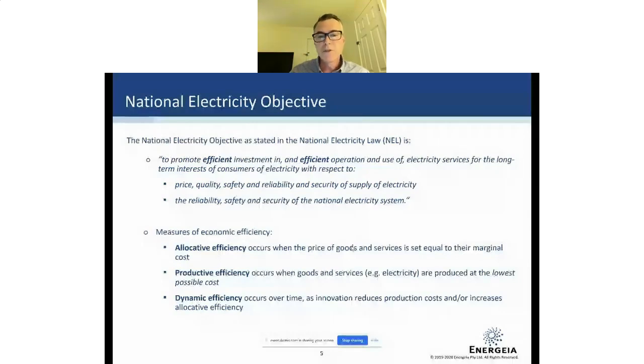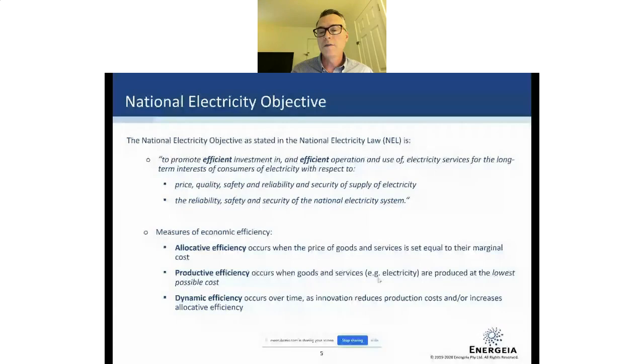There's also productive efficiency, which occurs when goods and services are produced at the lowest possible cost. The reason this is relevant to this piece of work is that there are a number of different ways you can deliver an electricity service to an end user or consumer. It can involve different combinations of utility scale generation, different kinds of generation, but also different mixes of utility scale and behind the meter. And ultimately, to get productive efficiency, it's critical that the least cost combination of those range of services are implemented into the system over time.